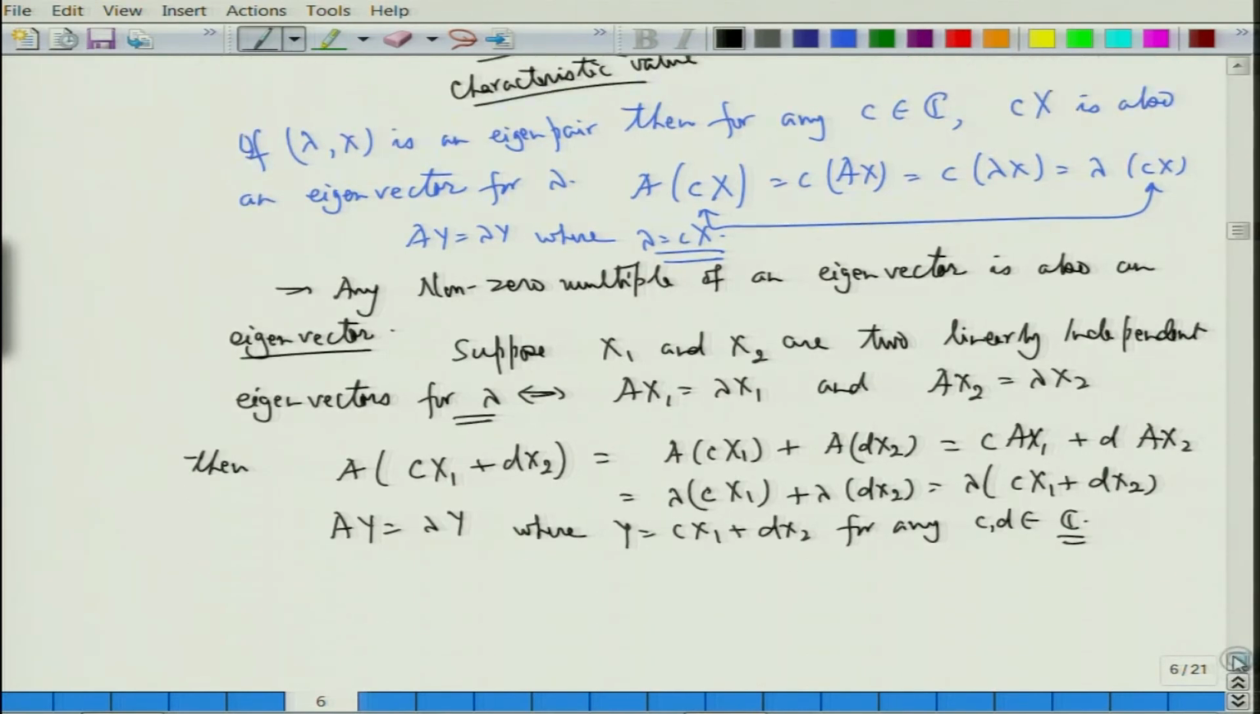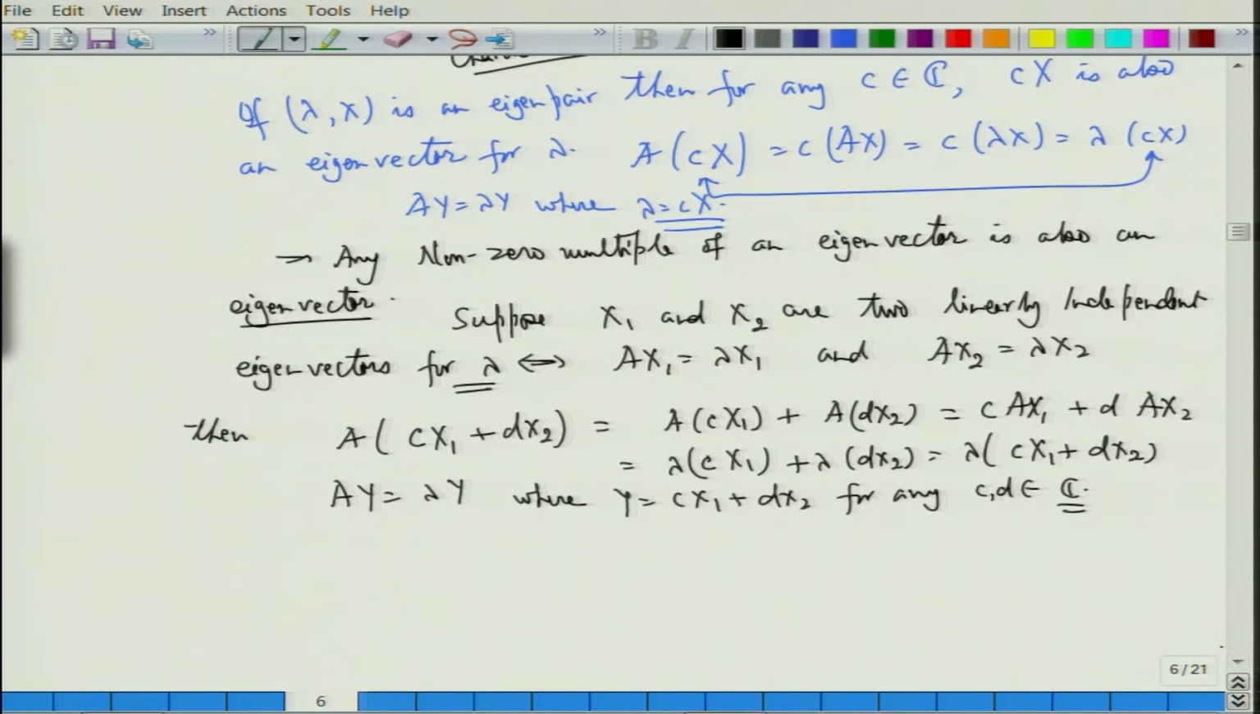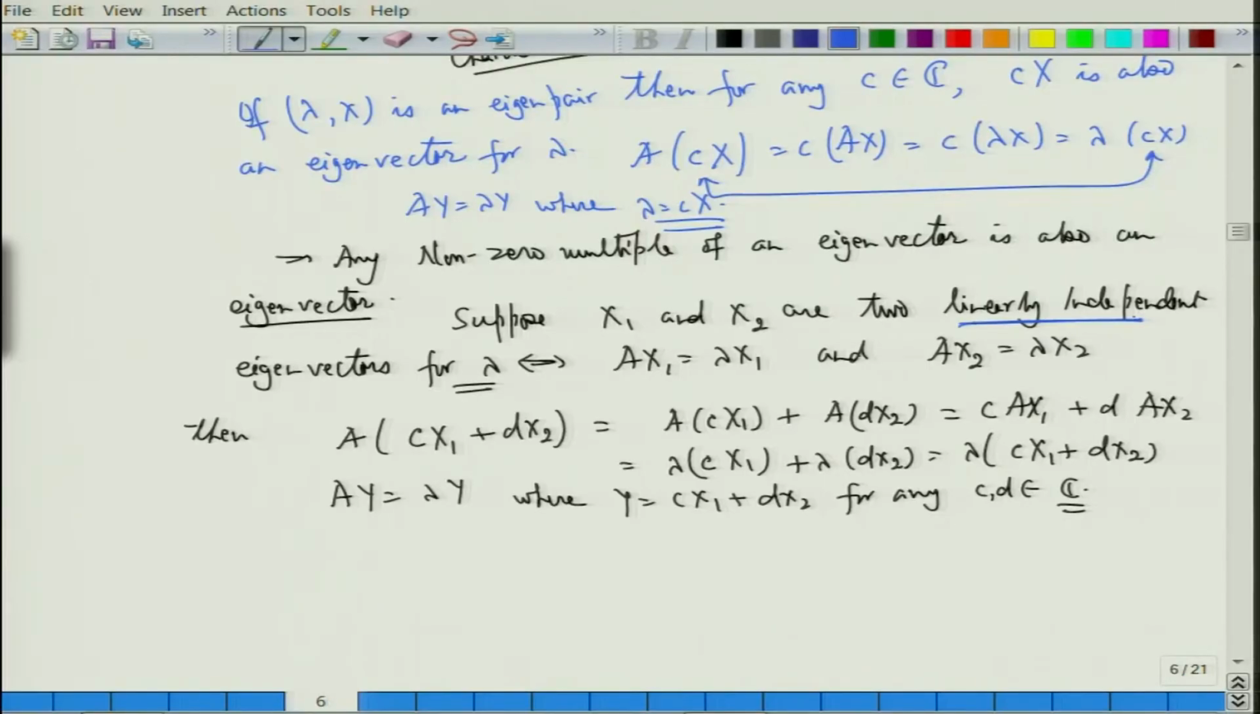All right, fine. So what we are saying here is that if I have an eigenvector x, then a non-zero multiple of this is also an eigenvector. I need non-zero because an eigenvector is supposed to be a non-zero vector. All right, that is one thing. If x1 and x2 are two linearly independent eigenvectors, then their linear combination is also an eigenvector.